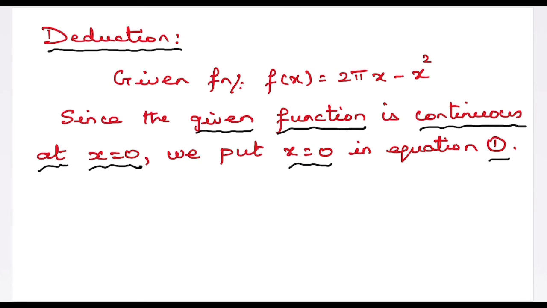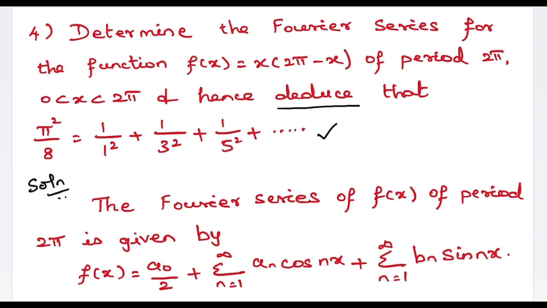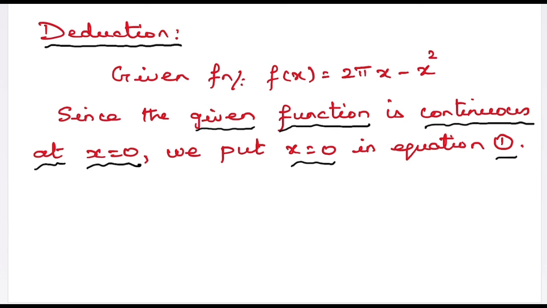Now coming to the deduction part of the problem. In our problem, you are asked to deduce the series as pi square by 8 is equal to 1 by 1 square plus 1 by 3 square plus 1 by 5 square plus etc. To deduce the series, we assume a point at which the given function is continuous. We have discussed the continuous function in the previous part 2 video. Before watching this deduction part, have a look at the part 2 video so that you can understand easily. And also we have discussed some shortcuts to assume the point A.